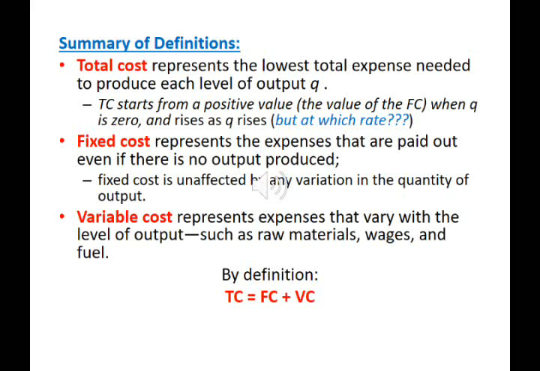Okay, what about fixed costs? Fixed costs represent the expenses that are paid out even if there is no output produced yet by the firm. So it is unaffected by any variation in the quantity of output. It remains fixed whatever the level of Q is. What about variable cost? It represents expenses that vary with the level of output, such as raw materials, wages for labor, the price of the fuel, okay, the cost of fuel used. So by definition, total cost is equal to fixed cost plus variable cost.